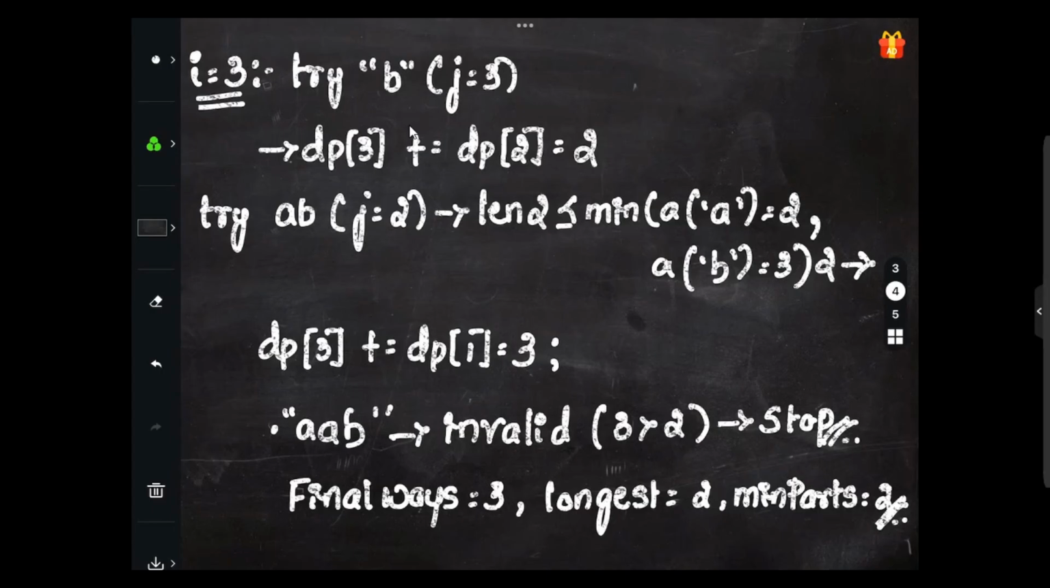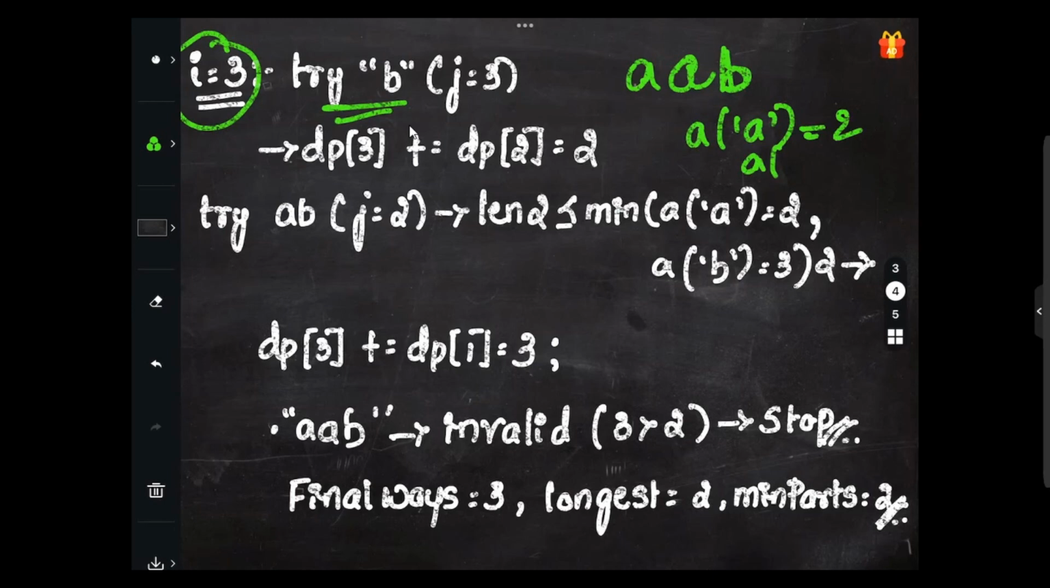This is fine. Now let's go with when i equals 3. We will be trying B. Basically we have tried 2 A's, so now let's try B. We have one more character, that is B. A of B I represented again in this way. This one is 3, right?